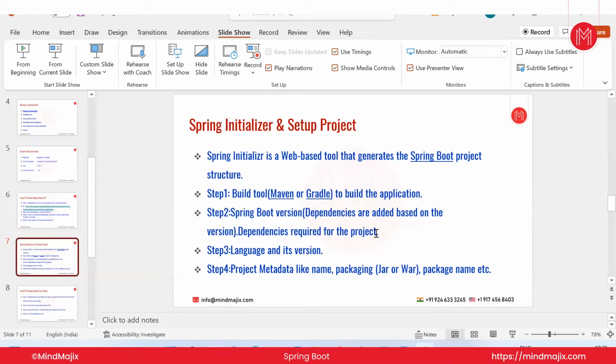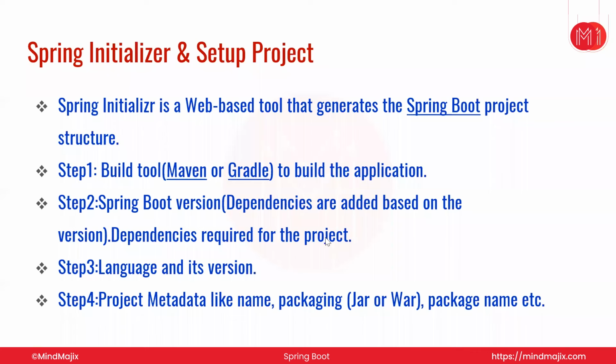Step number 2 is the Spring Boot version; dependencies are added based on the version. Dependencies are required for the project. I mean to say you need to add the required dependencies for your application development. Like if you want to work with web, you just need to add the web dependency. If you are working with JPA, then you just need to add that dependency.